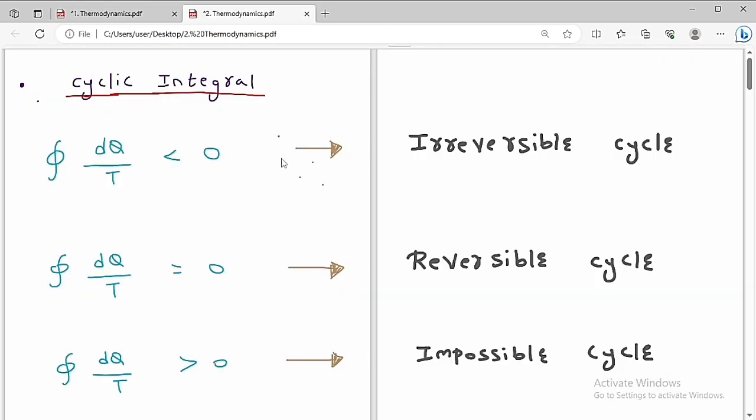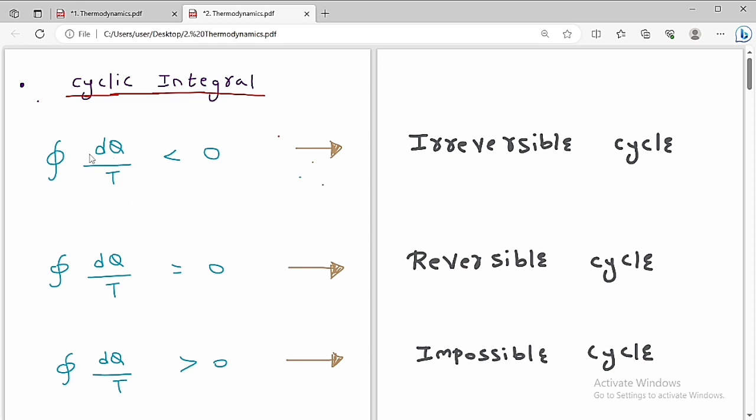Okay. So now let's go for another concept, which is the cyclic integral. This is a very important thing that you always have to keep in your mind. So what is the meaning of cyclic integral? This symbol is called the cyclic integral. When the cyclic integral of dQ/T is less than 0, we say it is an irreversible cycle. If the cyclic integral of dQ/T is equal to 0, we say it is a reversible cycle. When the cyclic integral of dQ/T is greater than 0, we say it is an impossible cycle.